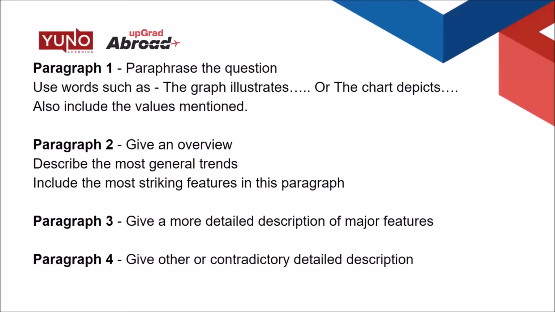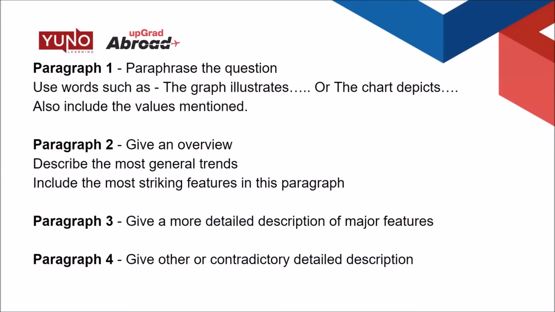In paragraph 1, you just paraphrase the question. Like the graph illustrates or the chart depicts, whatever it depicts, write that in one sentence. And if some years are mentioned, like 2002, 2010, mention the years that have been mentioned over there, from which year to which year. Like the information is given from 1950 to 2000, that way.